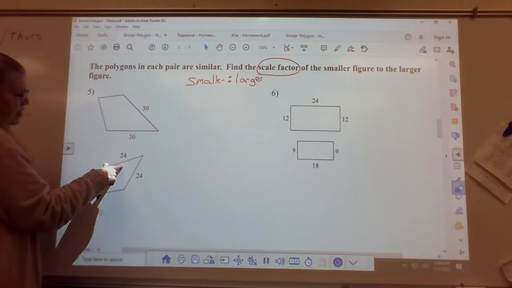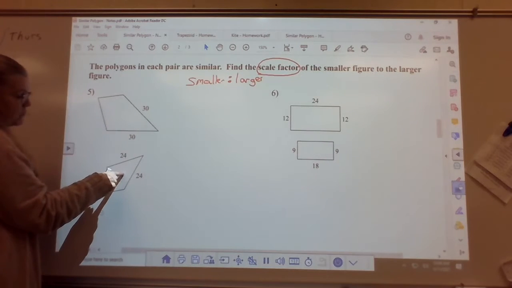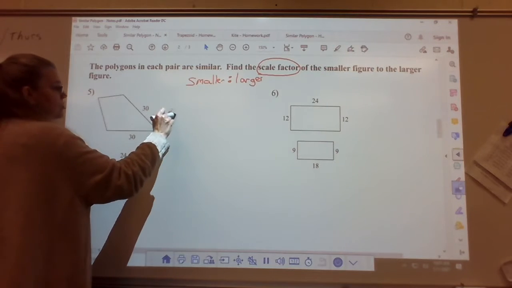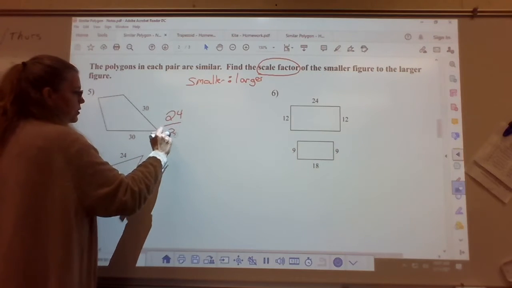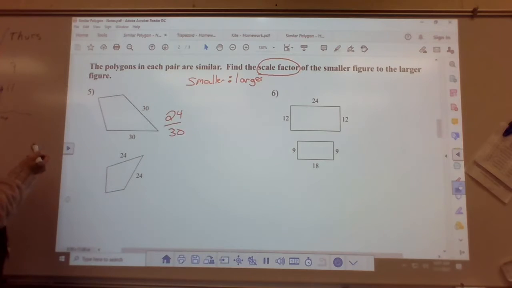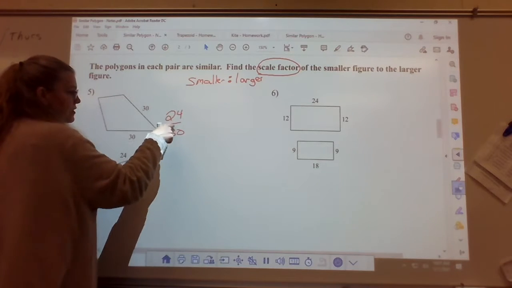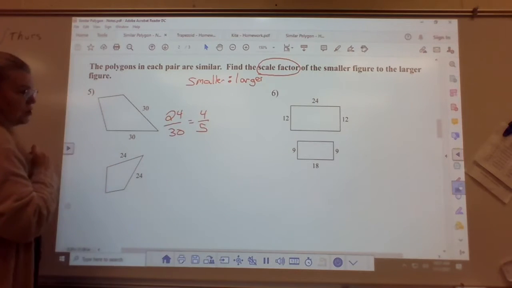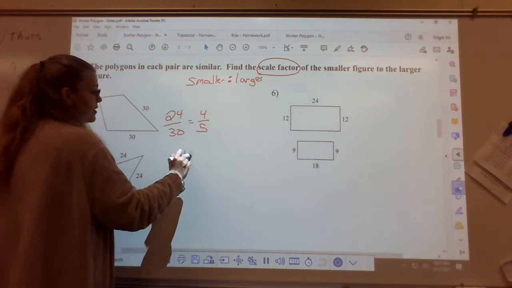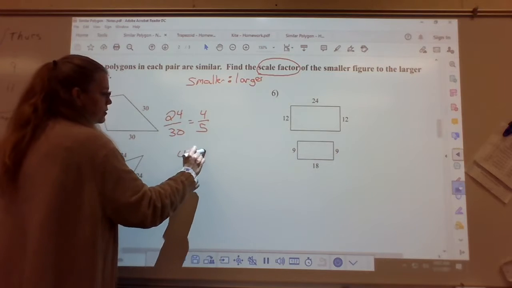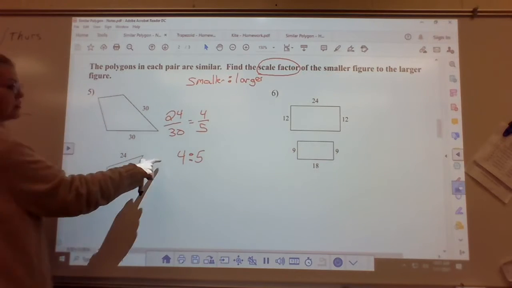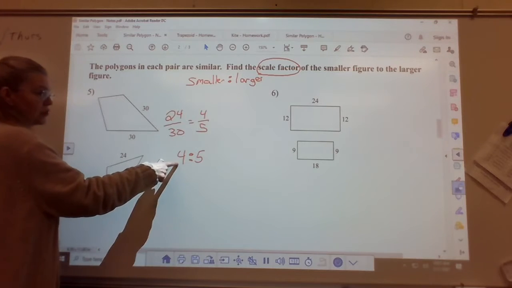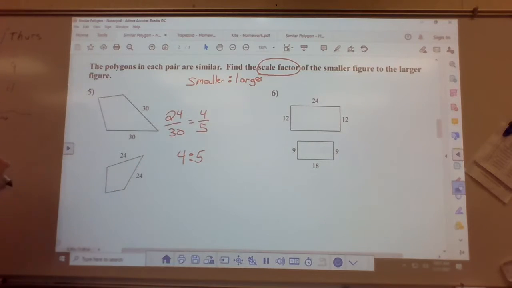Well, the numbers are the same here. I'm going to put the 24 first because that's the smaller one. It's smaller than 30. I'm going to write it as a fraction first, and then reduce the fraction. They both divide by 6. So I get 4 over 5. So therefore, my scale factor is 4 to 5. This is the relationship between these two shapes. Scale factor is the reduced relationship.